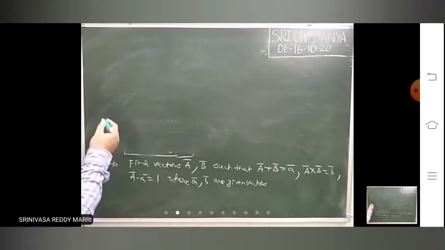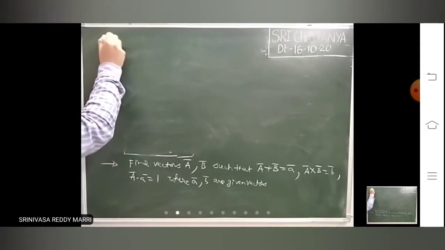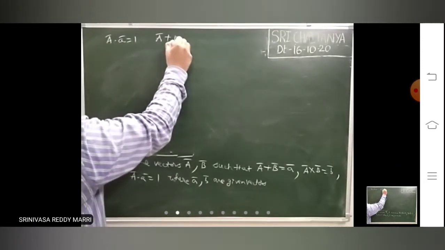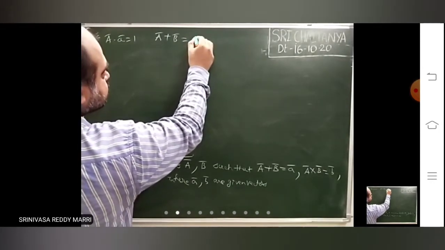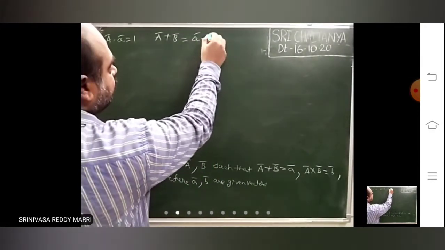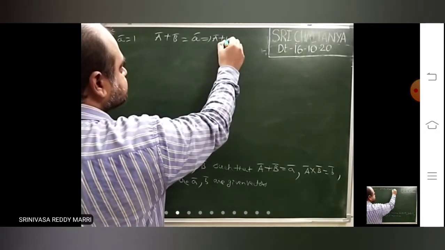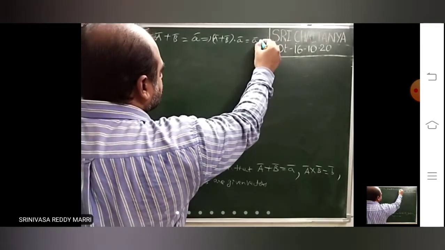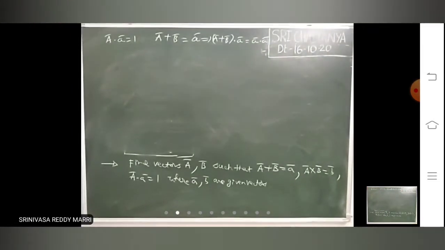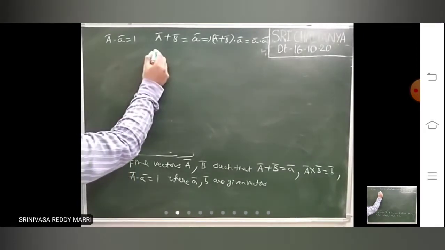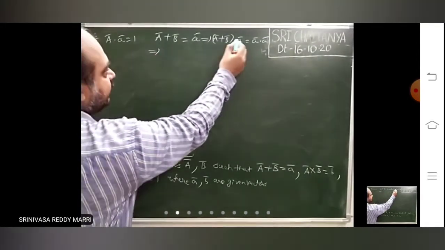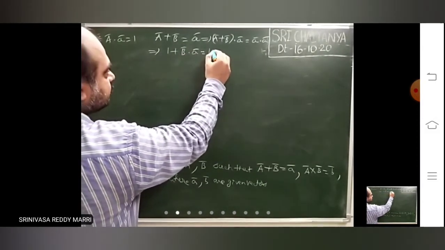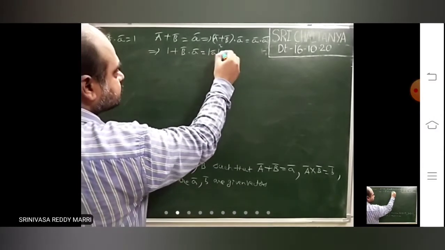So given that a dot a equal to 1. This and also given a bar plus b bar equals to a bar. I am doing dot product with a bar on both sides. I want to find b dot a also. So that implies a dot a1 plus b dot a is nothing but modulus a bar whole square.